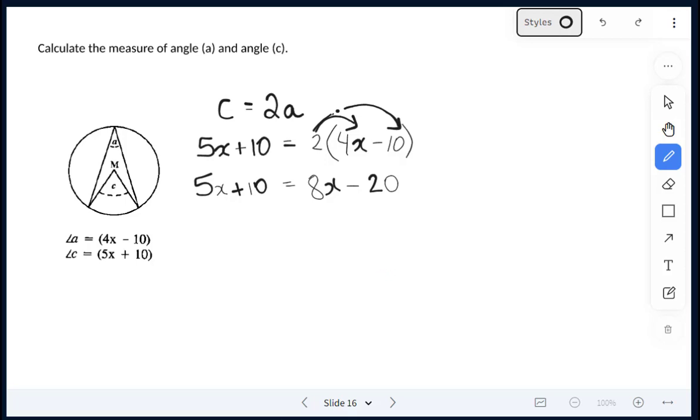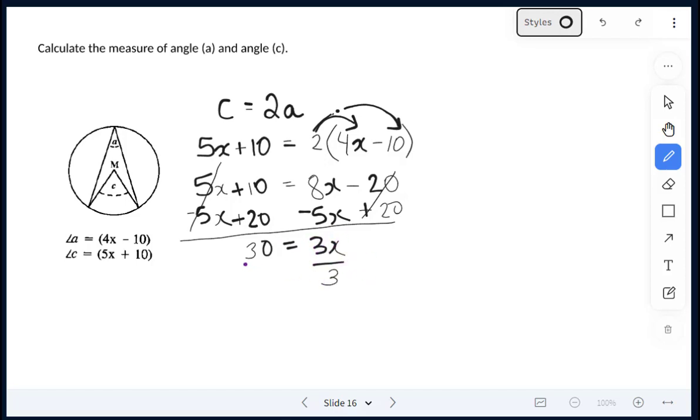I'm going to subtract 5x on both sides. That will cancel it out on that side. And I'm going to add 20 on both sides like this. We end up with 30 on the left side, and 8 minus 5x gives me 3x. Then we're just going to divide by 3 on both sides. And 30 divided by 3, that's 10, is equal to x.